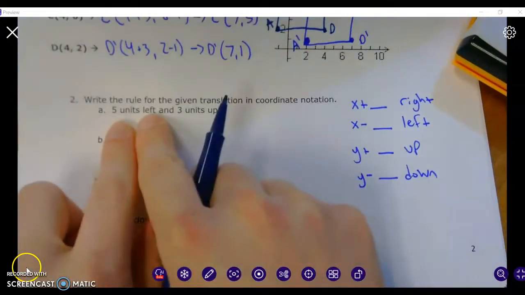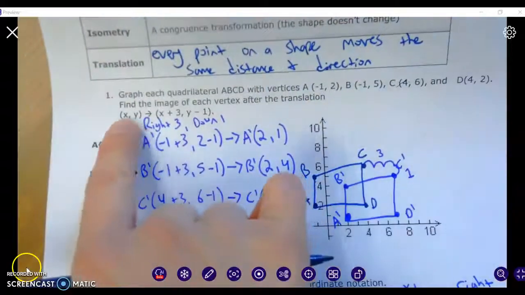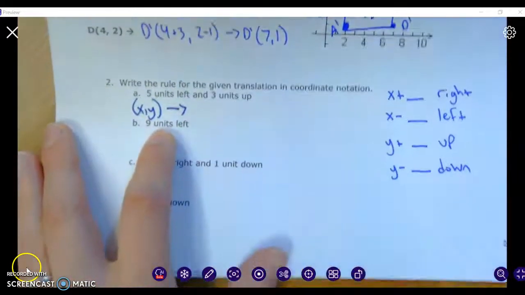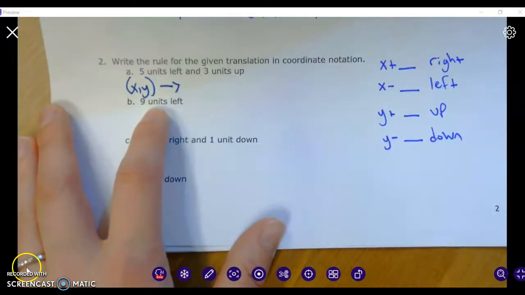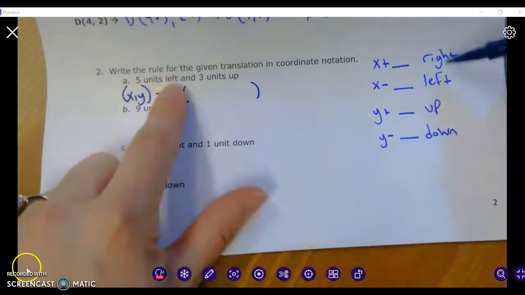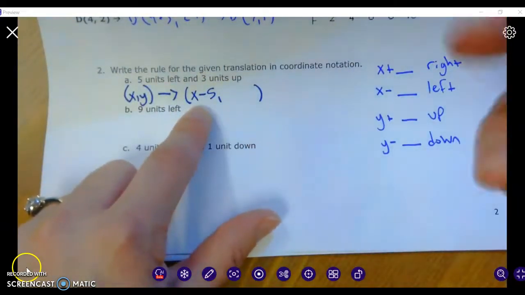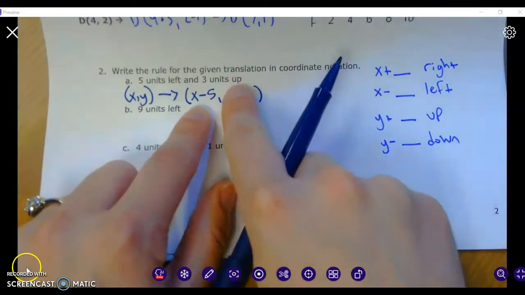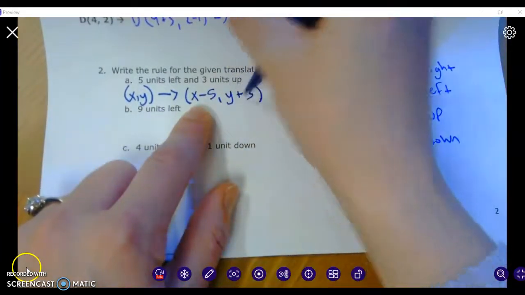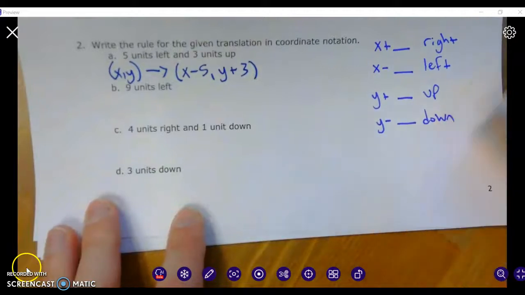Okay, so on this first one, we're going to write this out with translation notation. So go ahead and write xy, just like we had up here in question 1, it's going to look like this. So our goal is our answer to look like that. So we have xy, and then with an arrow. Okay, and then we're going to have kind of a bigger set of parentheses here for our x plus a number and y plus a number. Okay, so if we're moving to the left, that's going to be x minus, and we're moving 5. So we're going to have x minus 5. And then the y spot is always the up or down. So if we're moving up, is that a plus or a minus? Okay, so it'll be y plus 3. Questions about that?